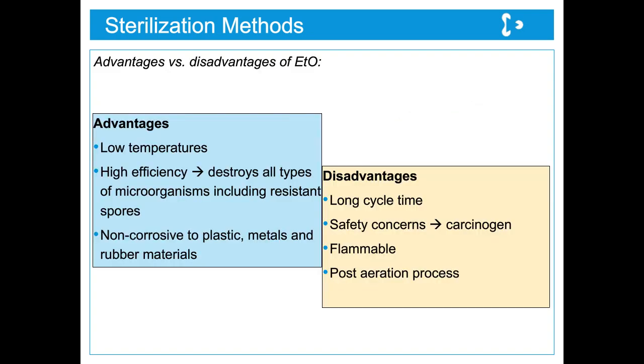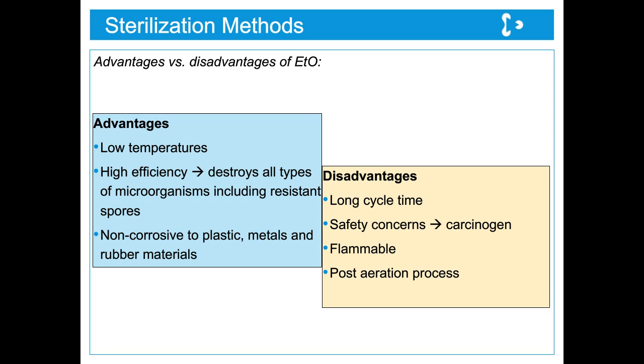Now let's get into the advantages and disadvantages of chemical sterilization. The first advantage, I already mentioned this earlier, the fact that it is a low temperature sterilization method, meaning you can pretty much put any material, it's compatible with any material no matter the melting point, which means it's not going to corrode plastic, metals, or rubber materials. And it's very efficient, as it destroys all types of microorganisms, including ones that are resistant to spores.